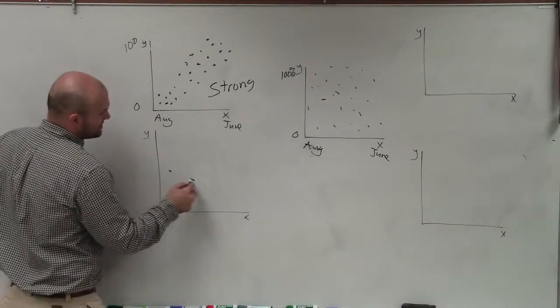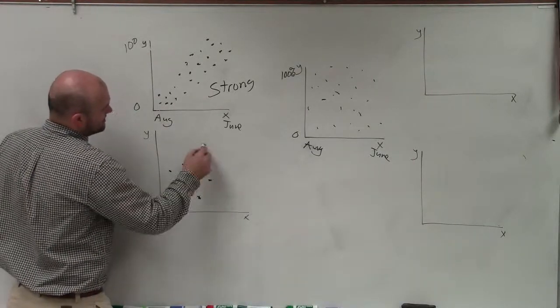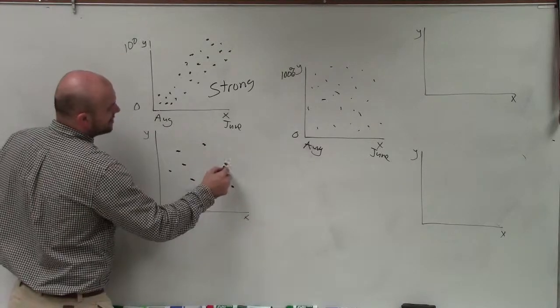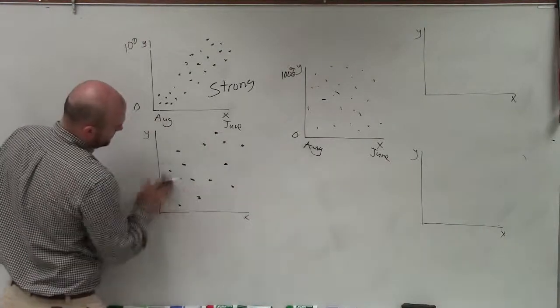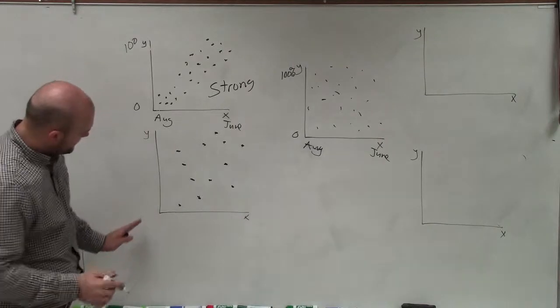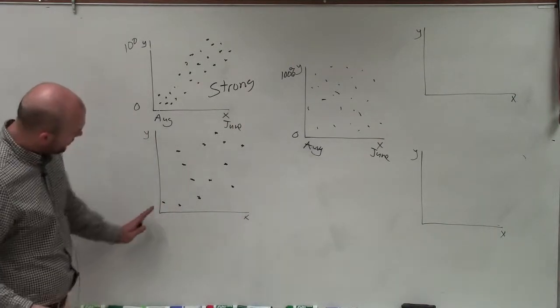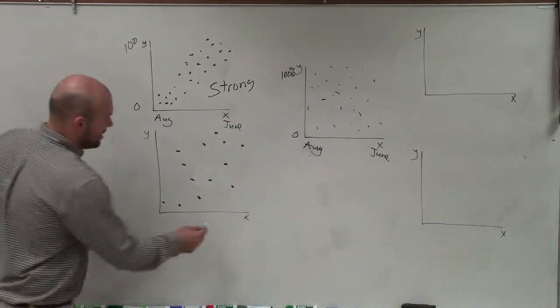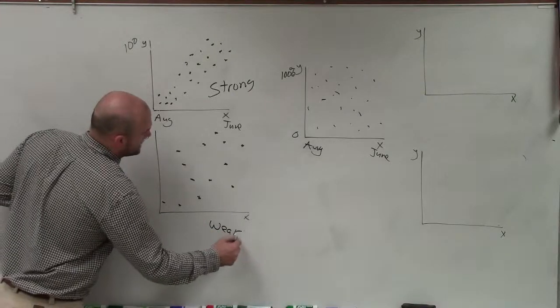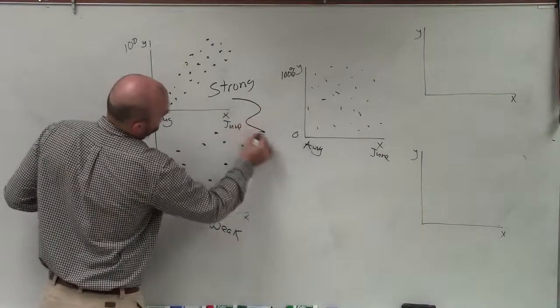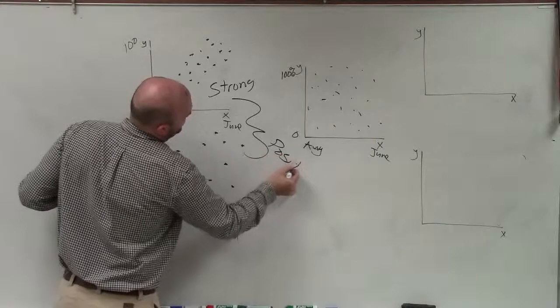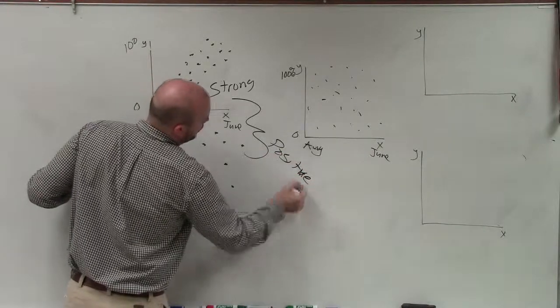A weak positive correlation would be one that's kind of the same, but maybe we got some outliers in there, all right? But you can definitely see this graph is going in a positive direction. But this is what we call a weak. And these are both positive correlations.